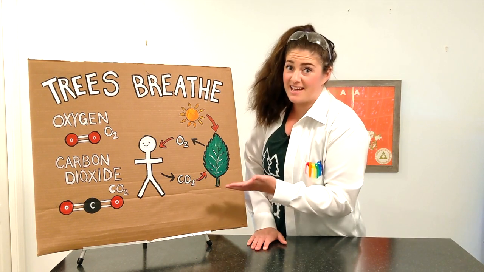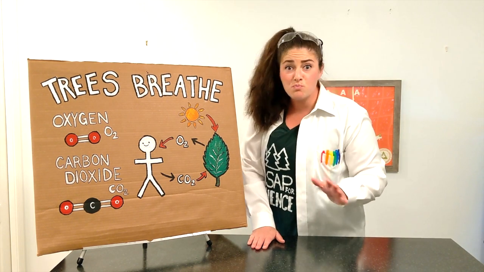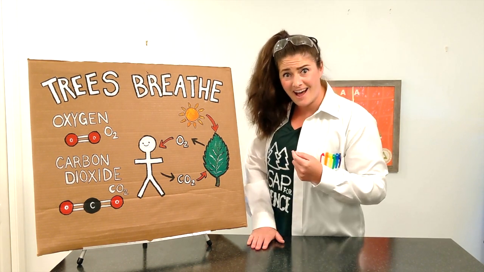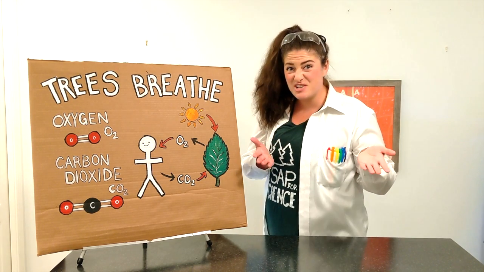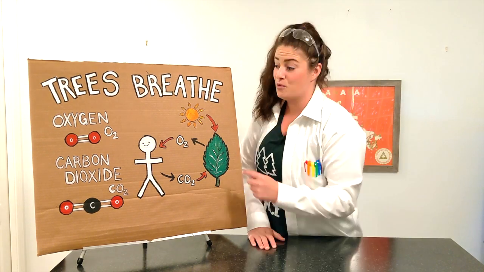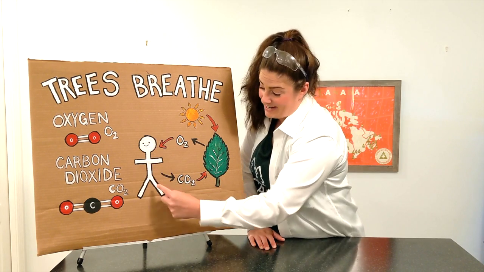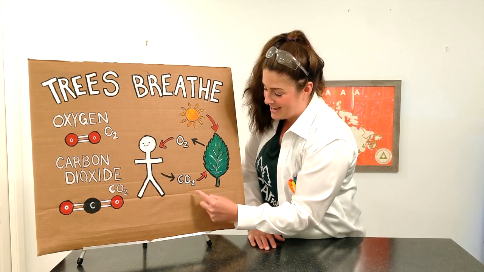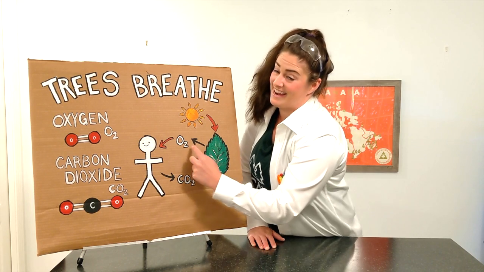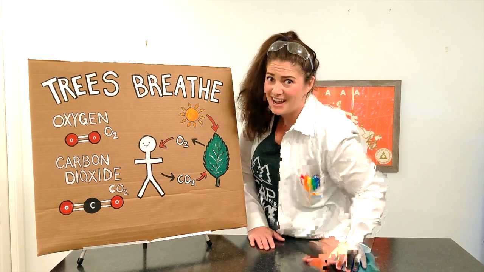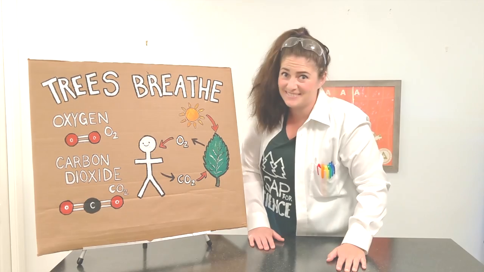The trees and plants covering planet Earth produce most of the oxygen that you and I need to breathe. Because remember, trees and humans are opposite. We breathe in oxygen and out carbon dioxide, and plants breathe in carbon dioxide and out oxygen. How cool is that?